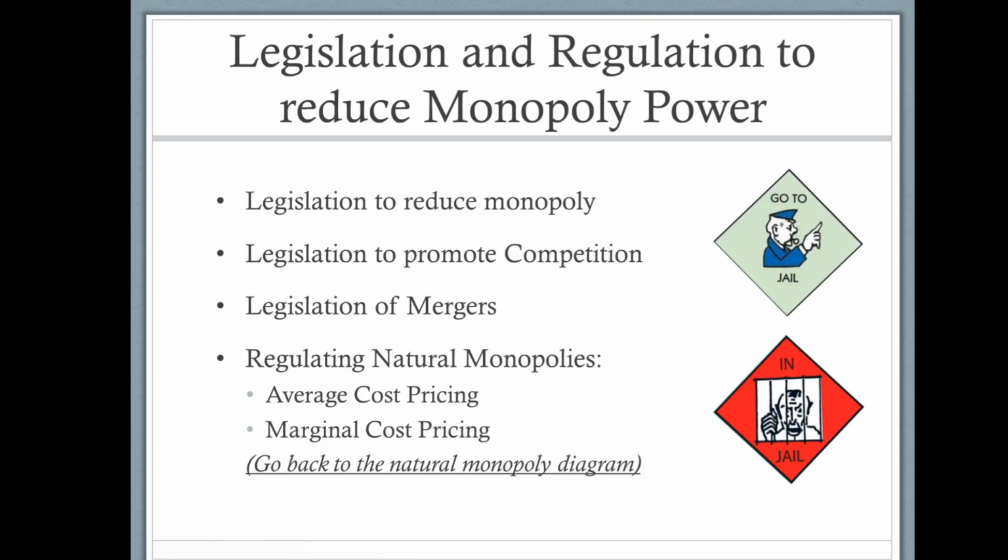If you forget that part, you can always go back to the natural monopoly diagram and study that. So basically, that's all for monopoly.